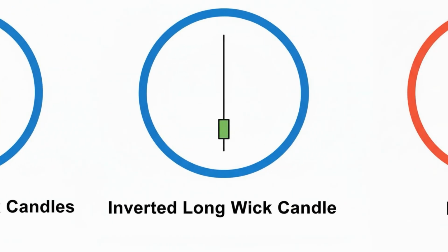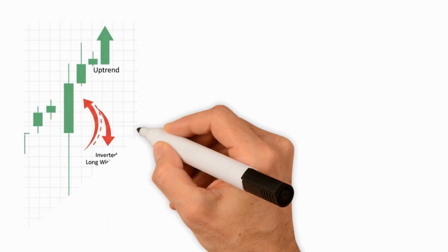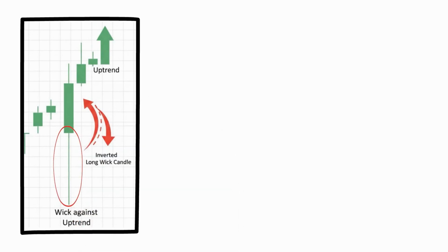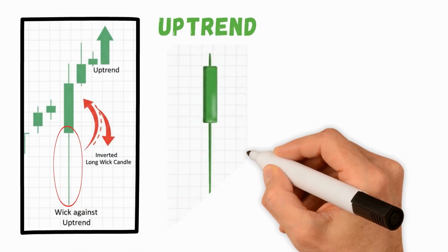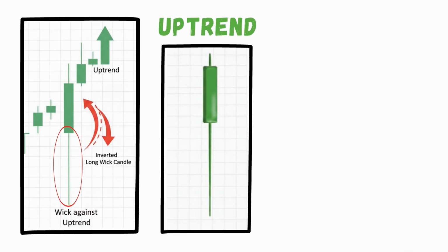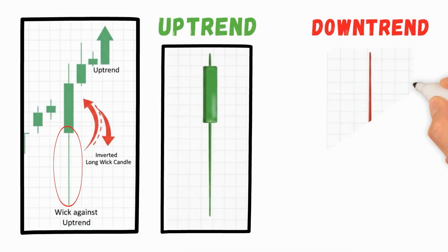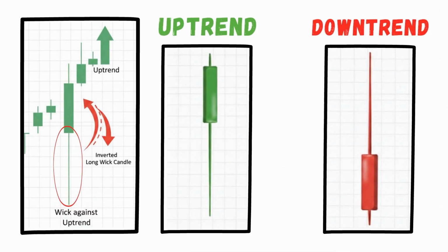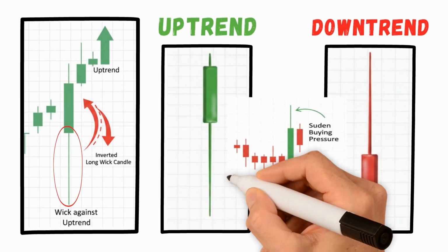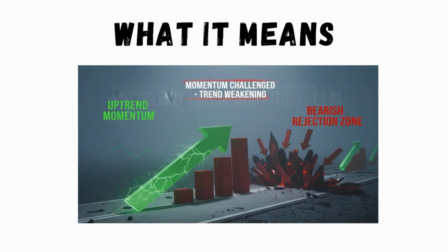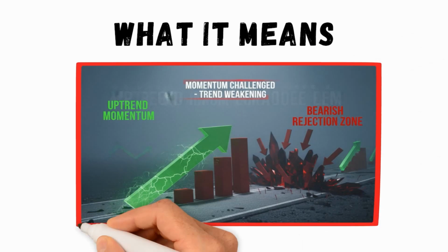Inverted long wick candle. An inverted long wick candle has a wick pointing against the direction of the trend. In an uptrend, a lower wick shows sellers briefly took control. In a downtrend, an upper wick shows buyers stepped in but failed. This type of candle shows sudden pressure from the opposite side. What it means: momentum is being challenged. The current trend may be weakening.